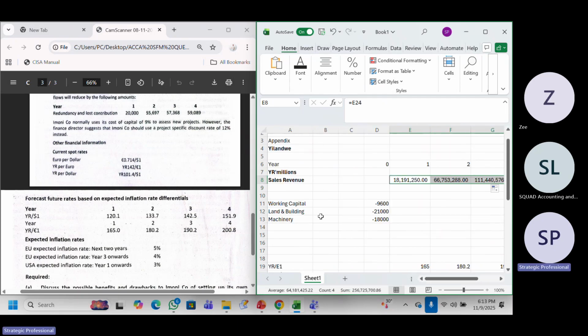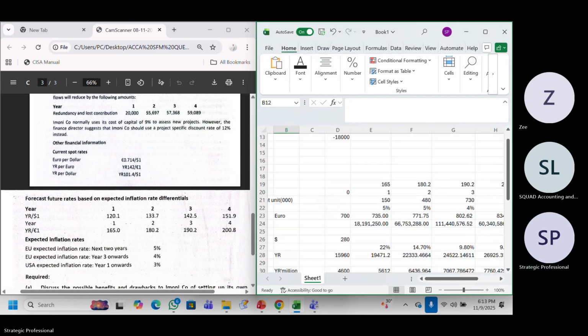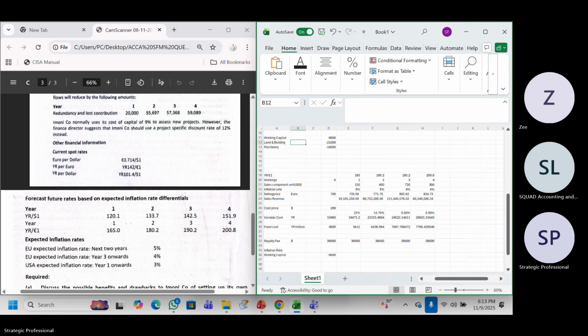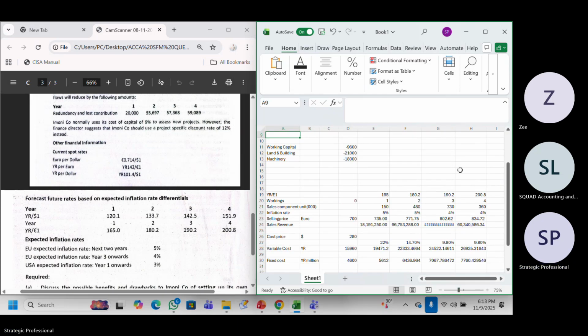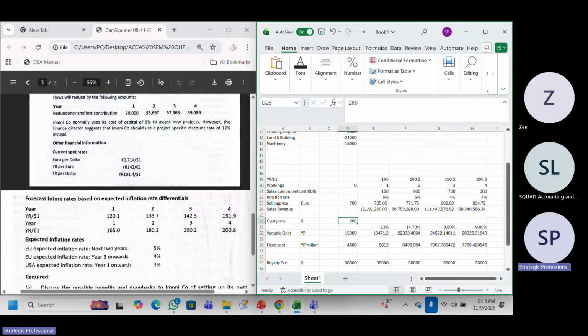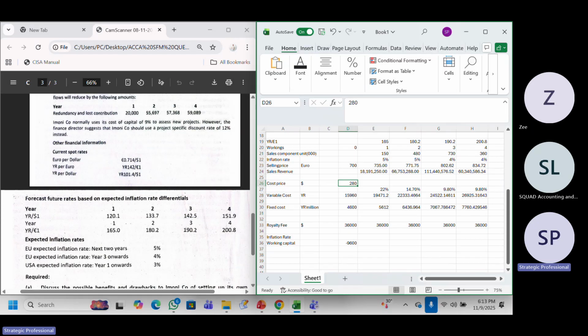Right. That one is done. Let's move on. You told us that, if you remember, we did this cost price here where we had 280, right? And we said, okay, let's hold on this cost price first. Let's move on to the variable cost, because after sales revenue, we have variable cost.